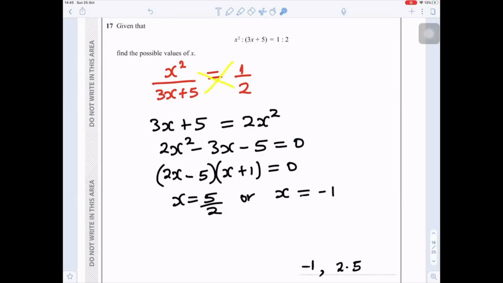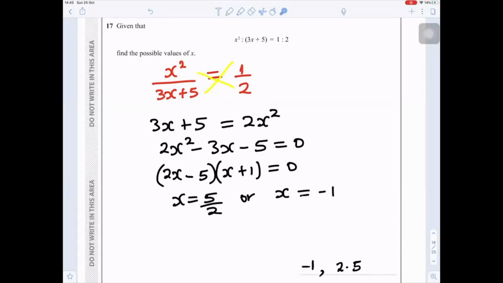You factorize. When you factorize, you get 2x minus 5, x plus 1 equals to 0. So if 2x minus 5 equals to 0, x is equal to 5 over 2. And if x plus 1 equals to 0, x equals to minus 1. So your two possible values for x are minus 1 and 2.5.